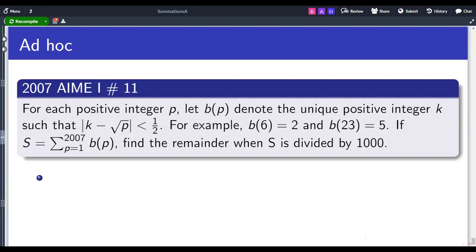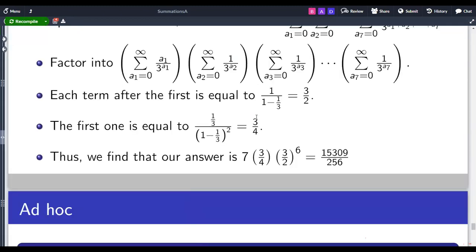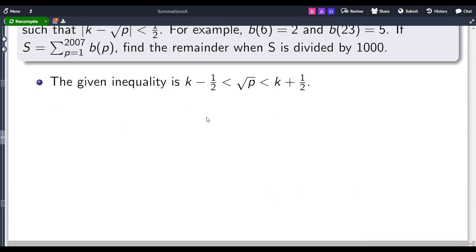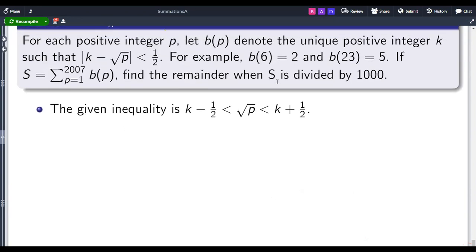So yes, we'll have to bash eventually, but we're going to leave that to the end. Right now, we should try to understand what numbers this function sends numbers to. So the first thing we can do is try to rewrite the inequality that they gave, so we can remove the absolute values. Yeah, so this is the closest integer to the square root of p. So once we remove the absolute values, we have this.